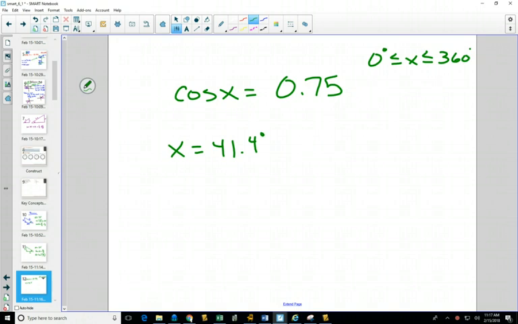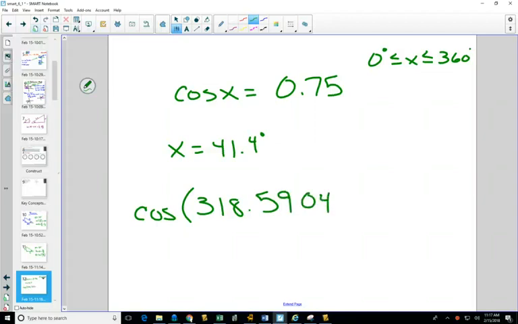But now, if I say to you, hey, I would like you to type this into your calculator: cos of 318.5904. What do you get? Or what do you get really close to? The same thing. And, well, isn't that a right answer as well? When we came up with 41.4, it's one of the answers, but now there's another answer as well.